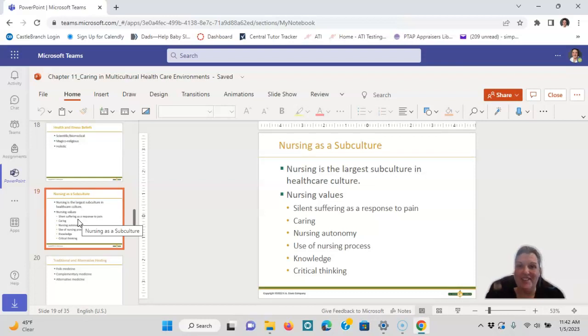Nursing is a subculture. When you think about it, nursing is a complete subculture of healthcare. Some nursing values that are common among nursing are silent suffering as a response to pain, caring, nursing autonomy, the use of the nursing process, knowledge, critical thinking. So just in that, nursing is just one part of healthcare. Nursing is a subculture, medicine is a subculture, RT, PT, respiratory is a subculture.